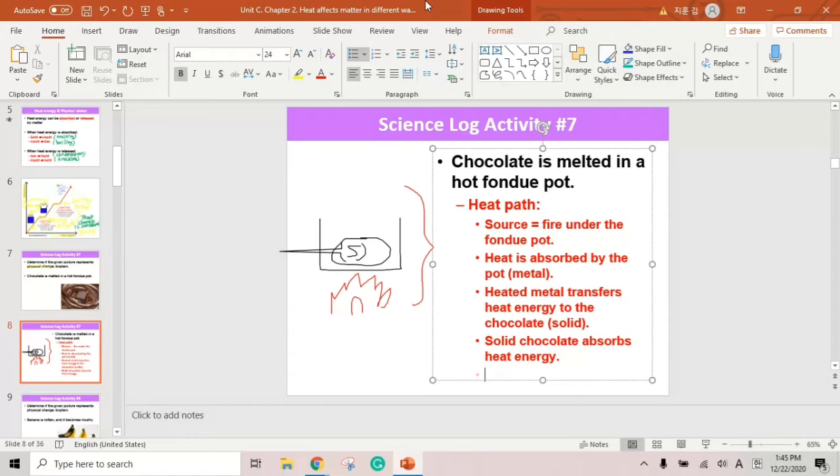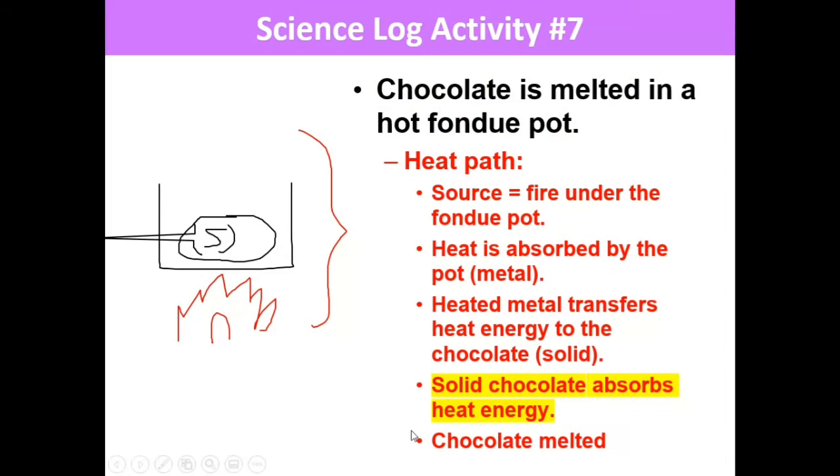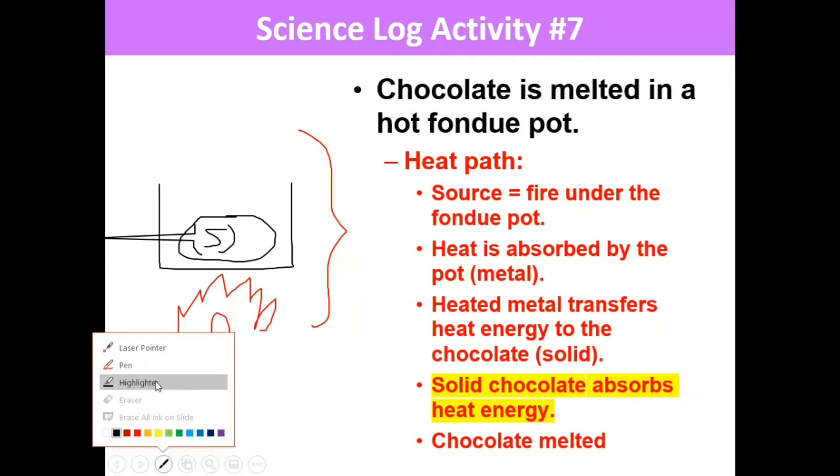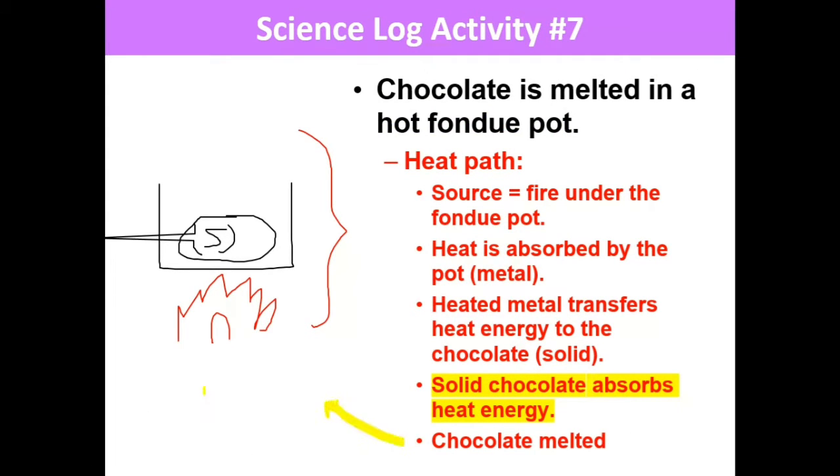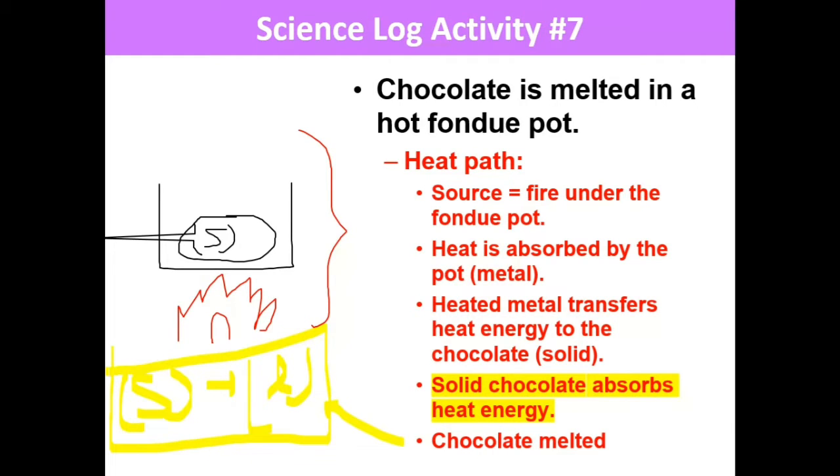And because of that process, and this is what I'm going to highlight, ladies and gentlemen, because that's the main part, chocolate melted. And when I talk about melting chocolate, that is a fancy way of referring to solid chocolate turning into liquid. So it is evidence that there is a physical change occurring, and physical change is solid turning into liquid.